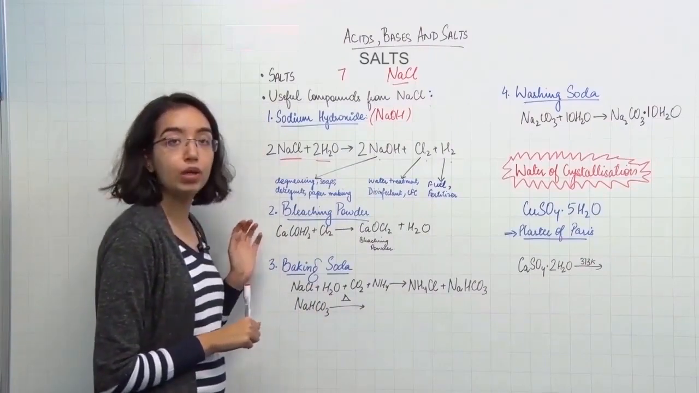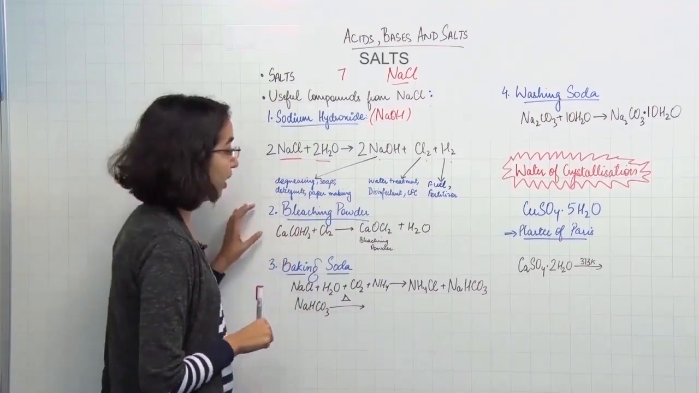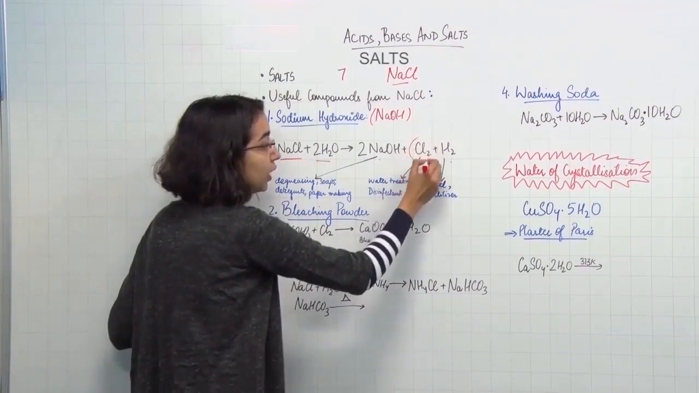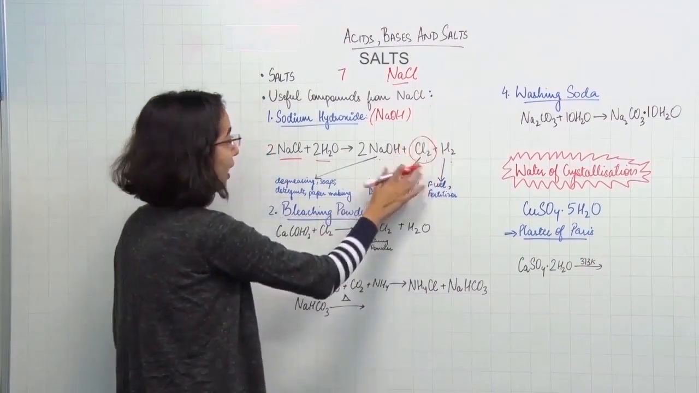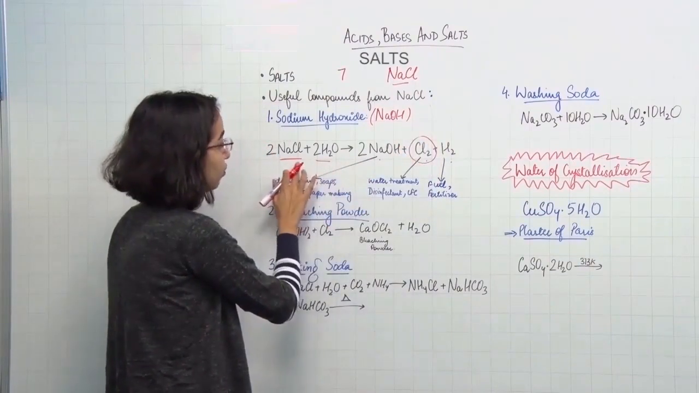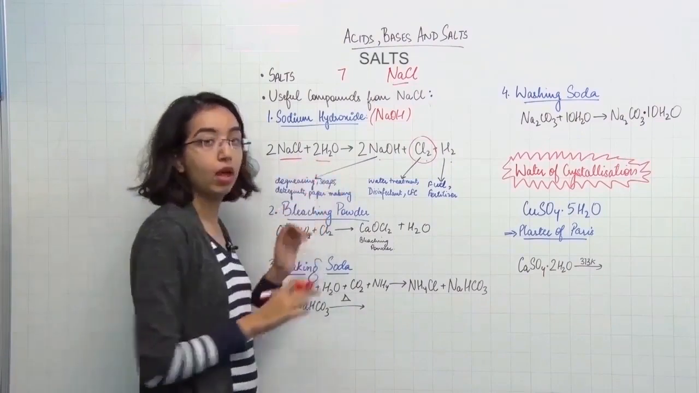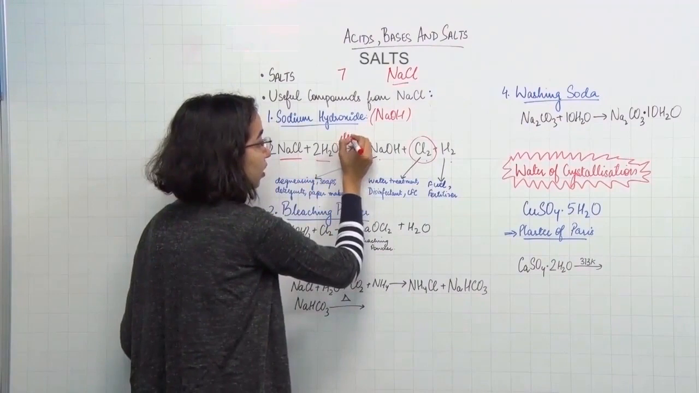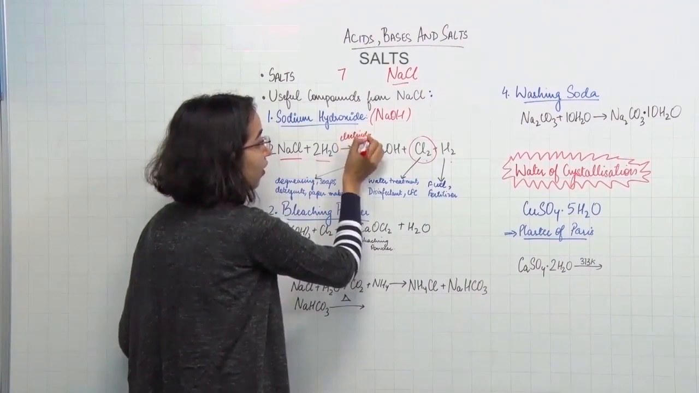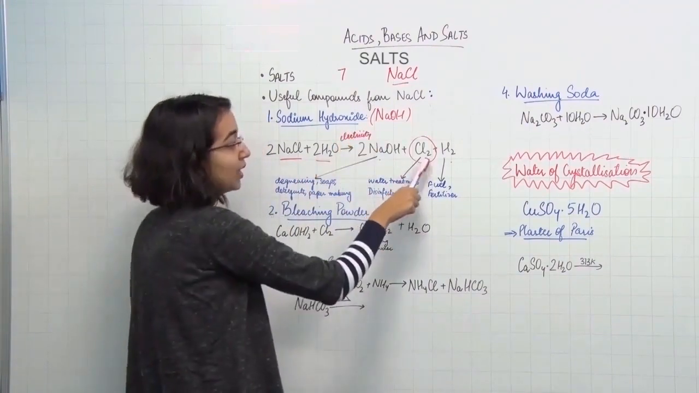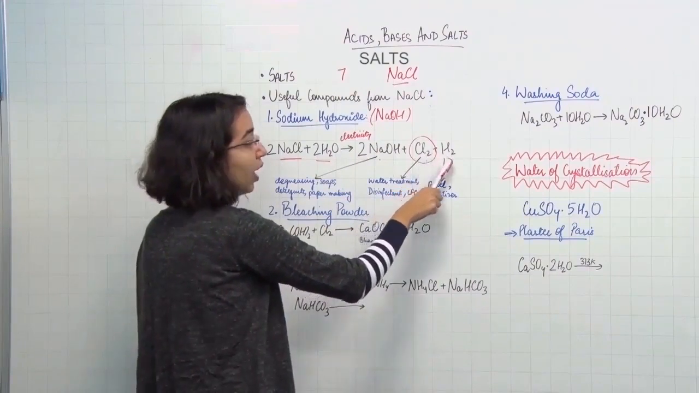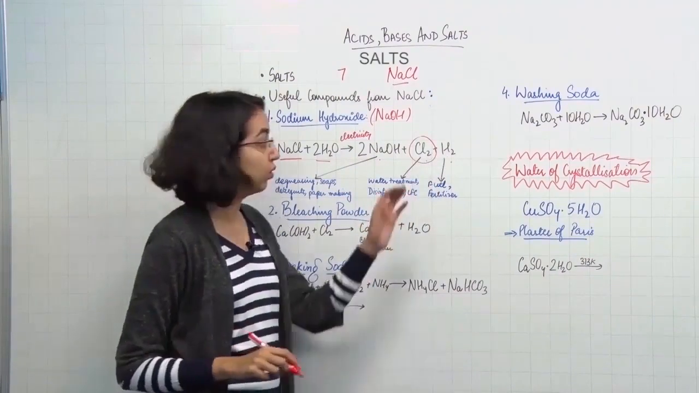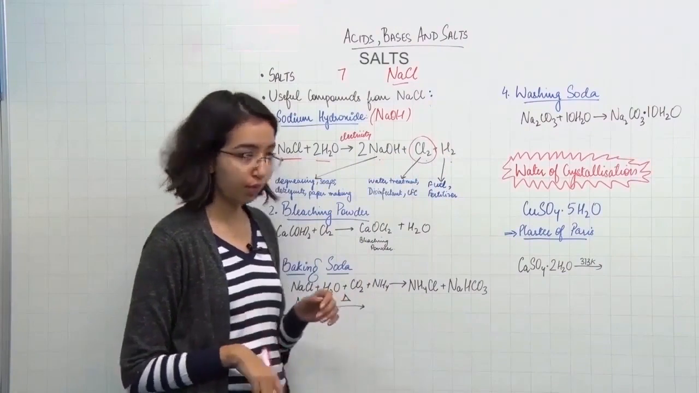The second compound is bleaching powder. Bleaching powder is made from this chlorine gas only. We get chlorine gas by treating the solution of NaCl and water. By the way, this reaction happens in the presence of electricity. In the presence of electricity, chlorine gas is released at the anode and hydrogen gas is released at the cathode and sodium hydroxide is formed.